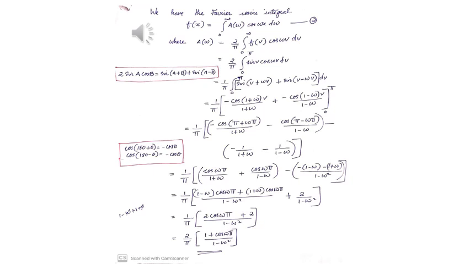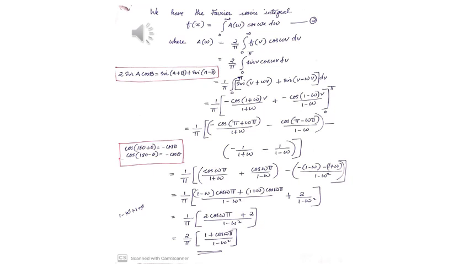So 1 by pi into minus cos of 1 plus omega into pi, that is pi plus omega pi, divided by 1 plus omega, minus cos of pi minus omega pi divided by 1 minus omega, minus the lower limit. Apply the lower limit. So in the fifth step, cos 0 is 1. So the minus is there with the cos of 1 plus omega into v. So it becomes minus 1 by 1 plus omega minus 1 divided by 1 minus omega.